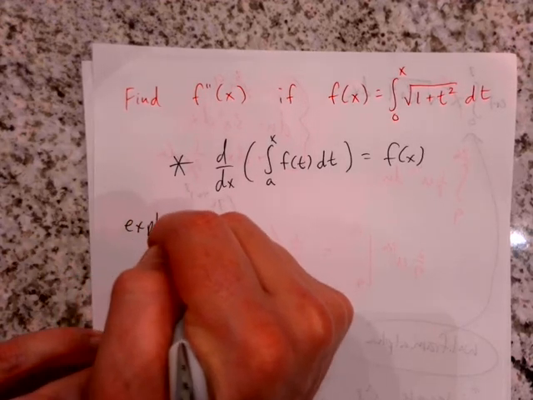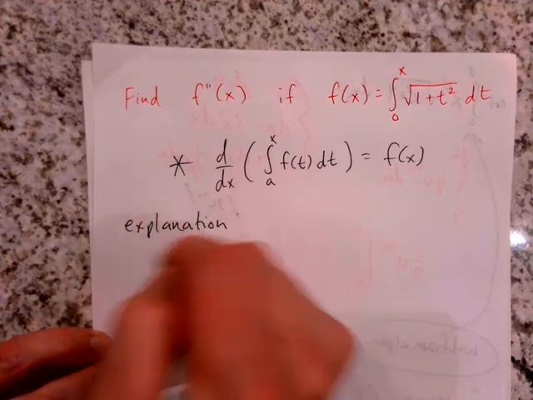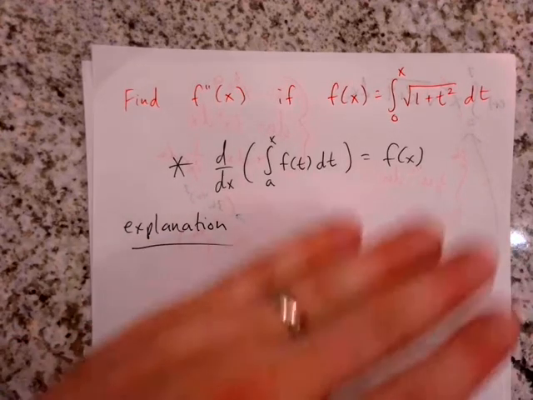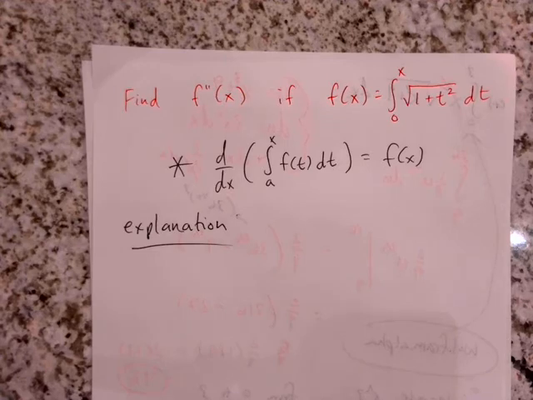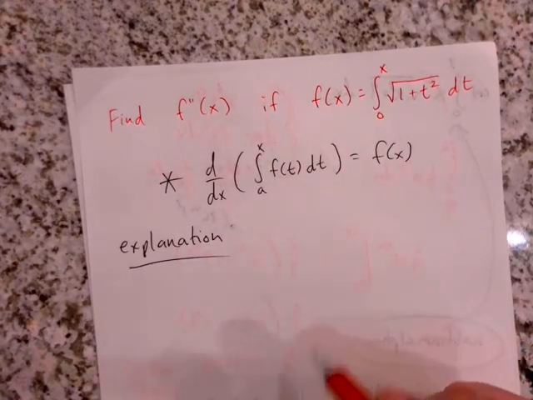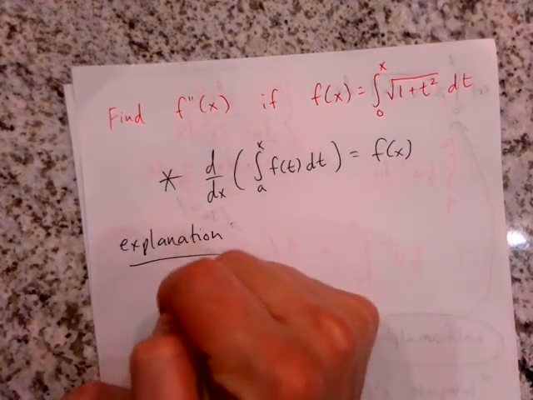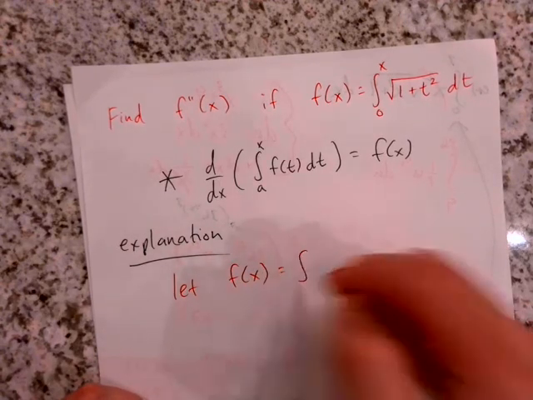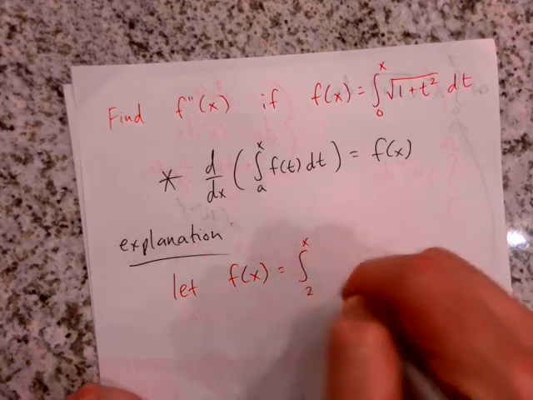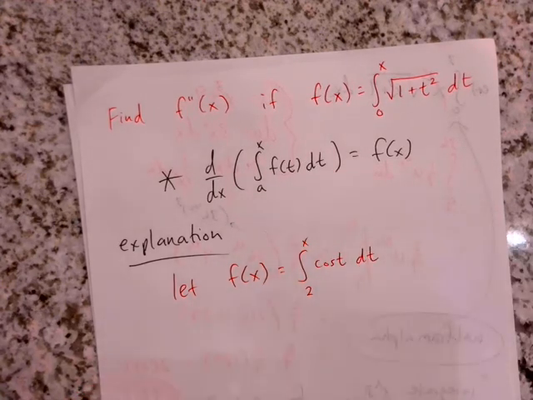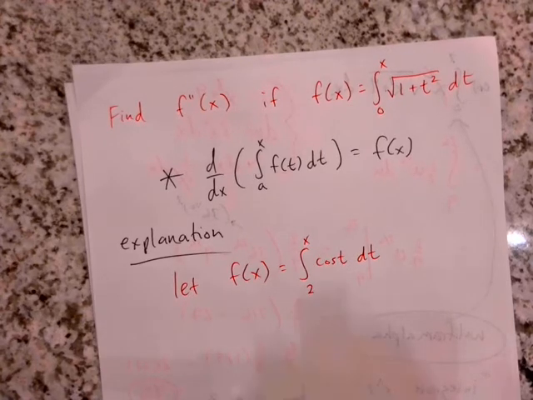We explain why it makes sense that those two are inverse operations, or how it makes sense that area and slope are opposites. Let's explain it with an actual example. We'll come back to this in a second. Let's do an easier example to explain it. Let some function f of x equal the integral from 2 to x of cosine t dt, and we want to find f prime.